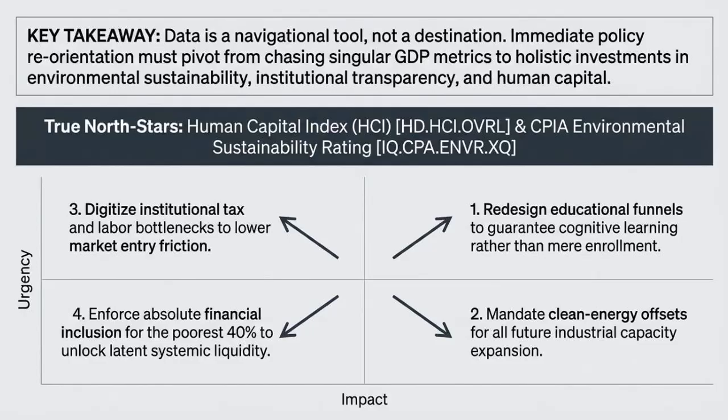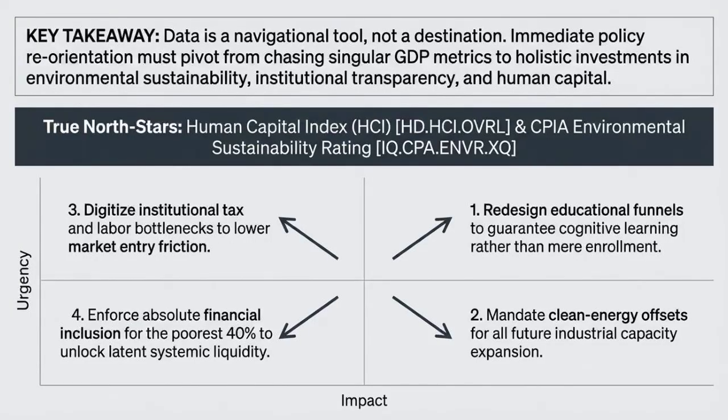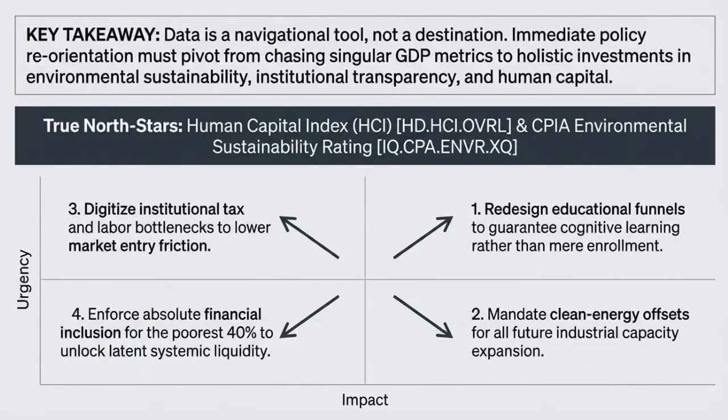The matrix directs us to look at aggregated, holistic metrics. Two of the most critical are the Human Capital Index, or HCI, and the CPIA ratings. Let's break those down. The Human Capital Index, how does it work? The HCI calculates the contributions of health and education to worker productivity. It results in a score between 0 and 1. If a country scores a 0.4, it means that children born today will only be 40% as productive in adulthood as they could have been if they'd enjoyed complete education and full health. It mathematically proves that funding schools and hospitals is not a charitable expense. It is the ultimate capital investment.